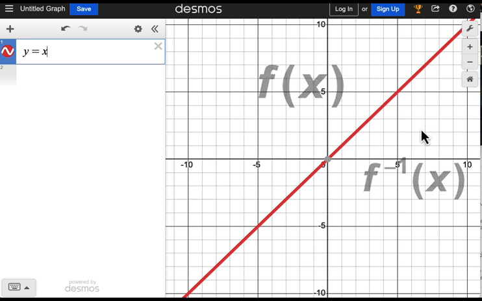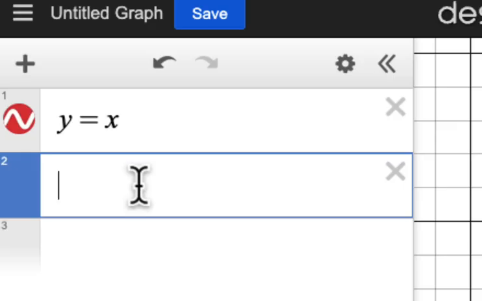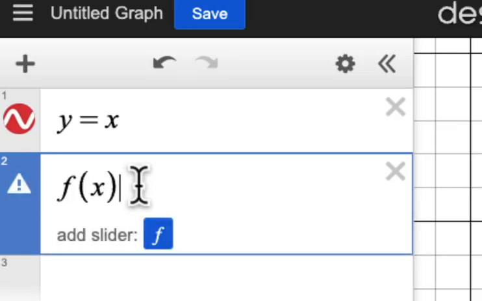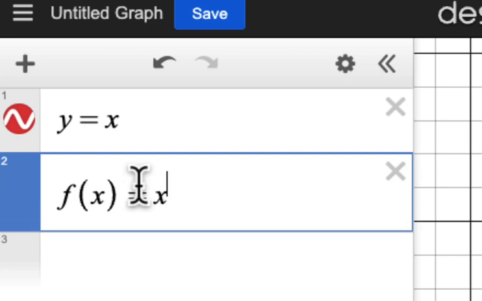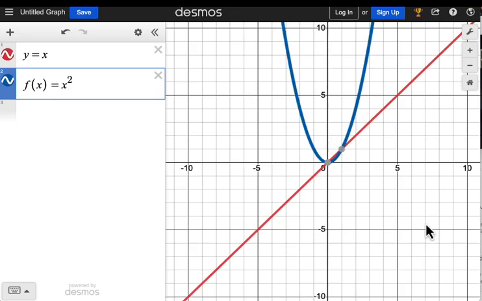Now we're ready. So let's start by graphing the function f of x equals x squared. Input f of x equals x squared. This is the graph of a parabola with its vertex at the origin. What does the mirror image of this parabola look like reflected across the line y equals x? Input this equation to see the mirror image.